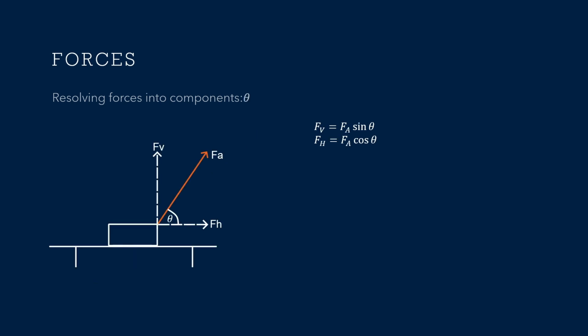Next is an object that's on a flat surface, but the force is being applied at an angle. You can see that the force is applied at an angle theta. Now, if the object is moving up or down or to the left or to the right, that applied force doesn't help me much in my calculations, and hence I need to break it into components. Those components will be Fv for vertical force and Fh for horizontal force. The formula to calculate the vertical force is Fa sin theta, and the one to calculate the horizontal force is Fa cos theta.